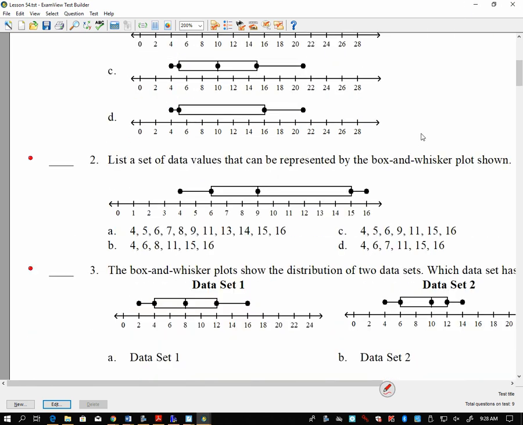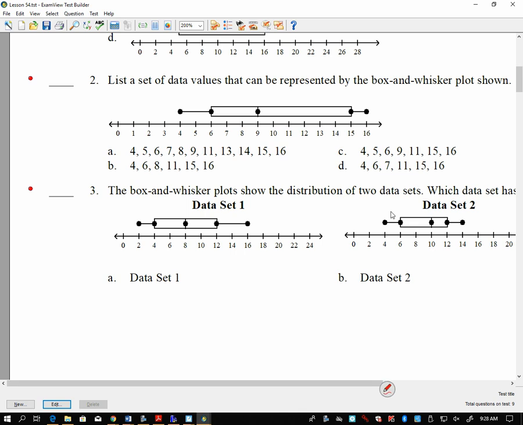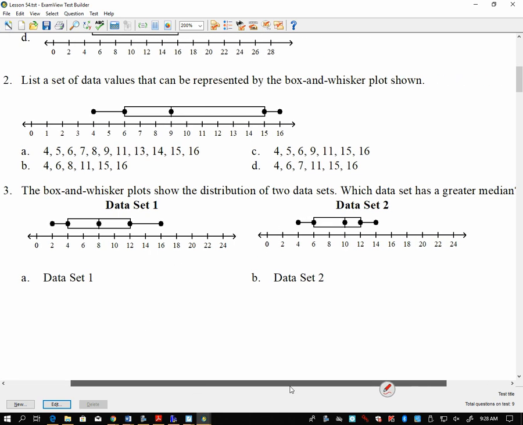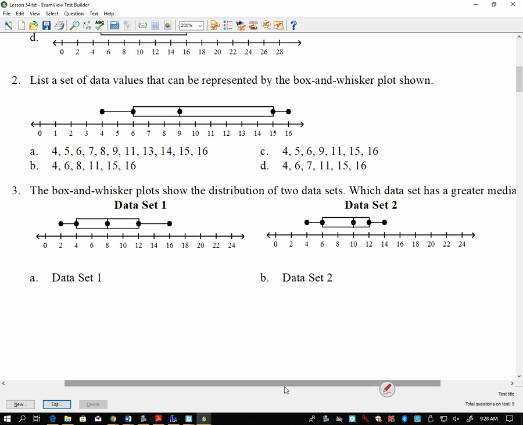Okay. Do we want to try another one of these? Just kind of make sure that we've got it down. All right, this one gives me the box and whisker plot, tells me to list a set of data values that can be represented by the box and whisker plot. What do we know about, let's look at this. We should be able to identify some things.